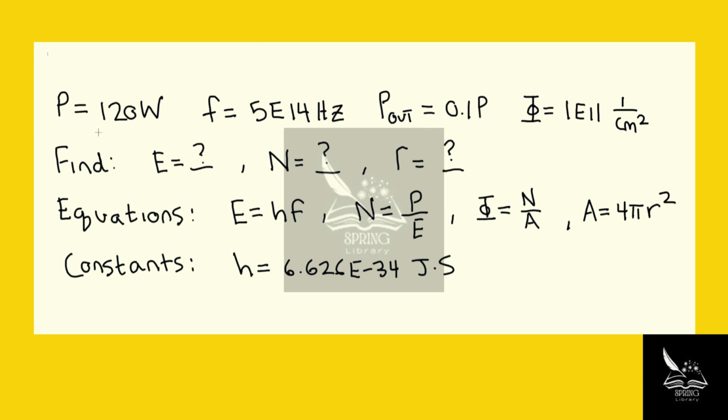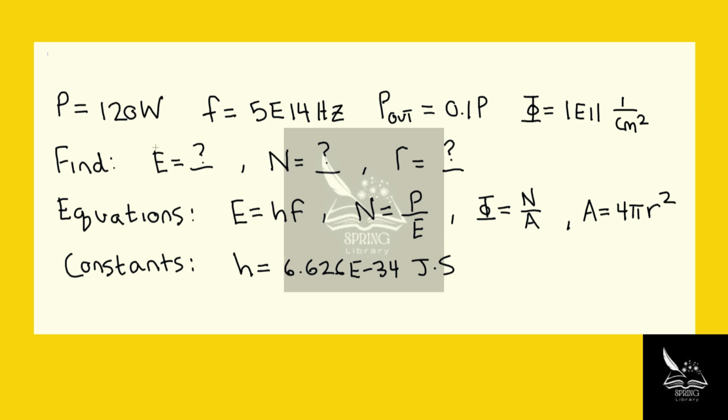Okay. In this problem, we are asked to examine a light bulb that's emitting at a power of 120 watts, has a frequency of 5 times 10 to the 14 hertz, an efficiency of about 10%, meaning the actual power out is only 10% of the listed power of 120 watts. And we're actually given the flux of these photons, which is 1 times 10 to the 11 photons per square centimeter.